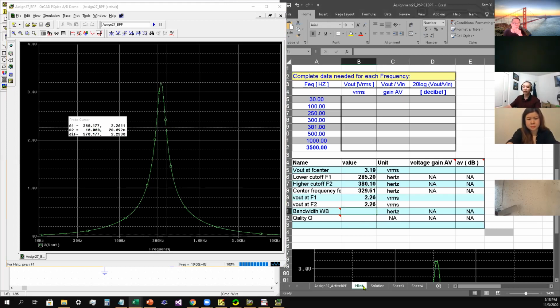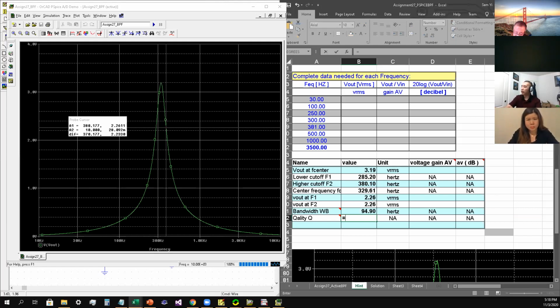Now you can calculate the bandwidth. The bandwidth is equal to your F2, which is here, minus your F1, which is right up here. Okay, so you press enter, and that's giving us approximately 94.9 hertz.